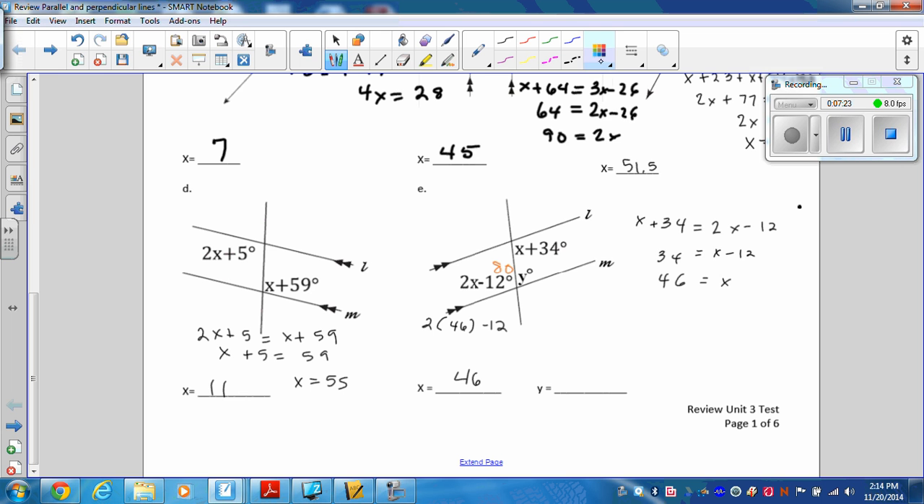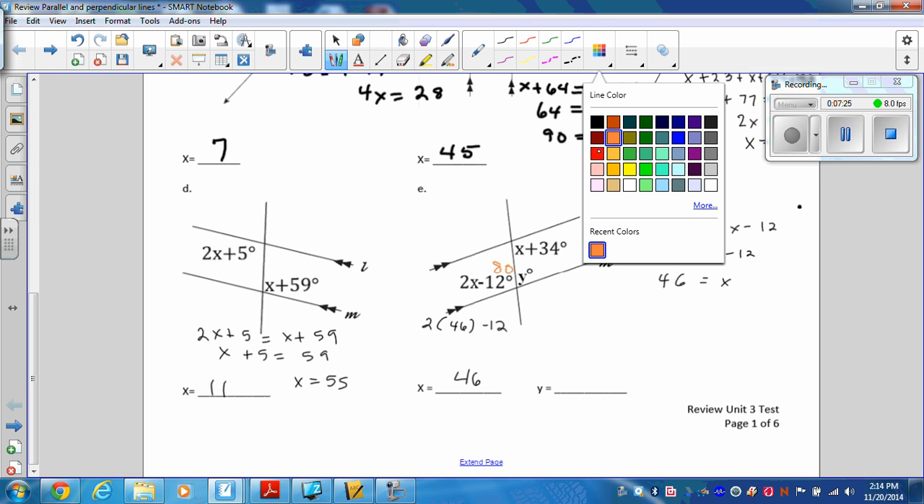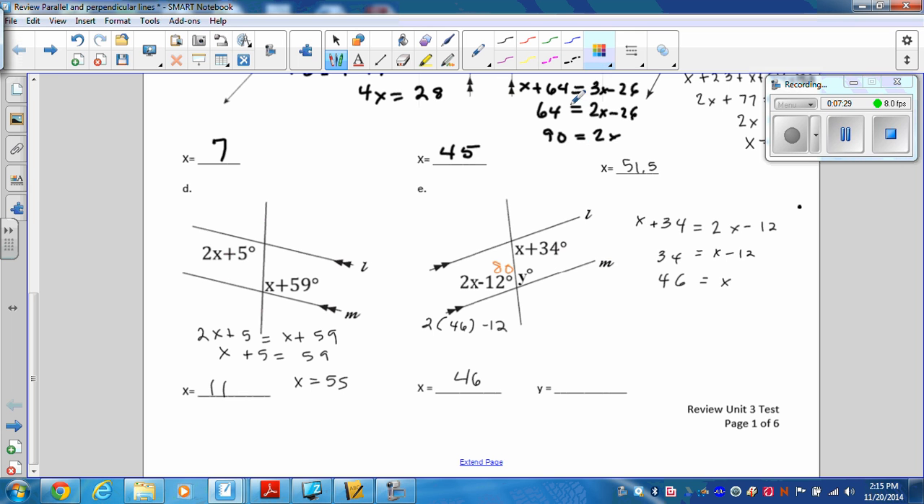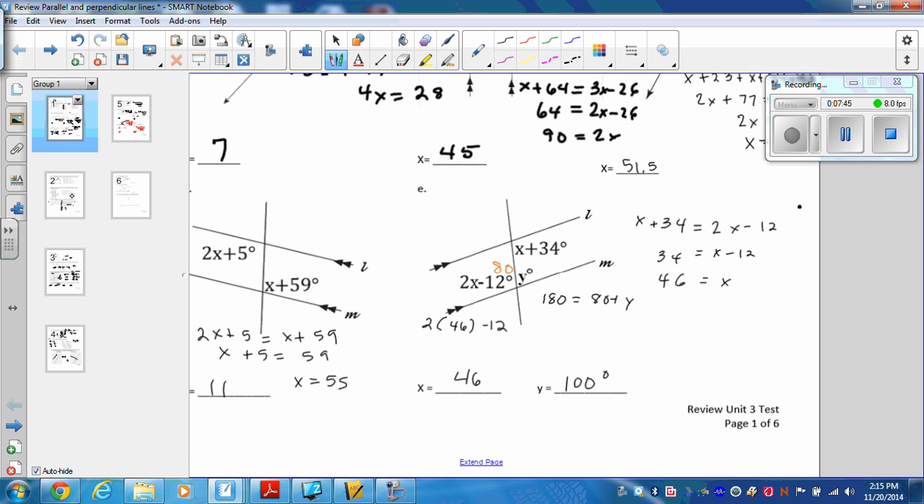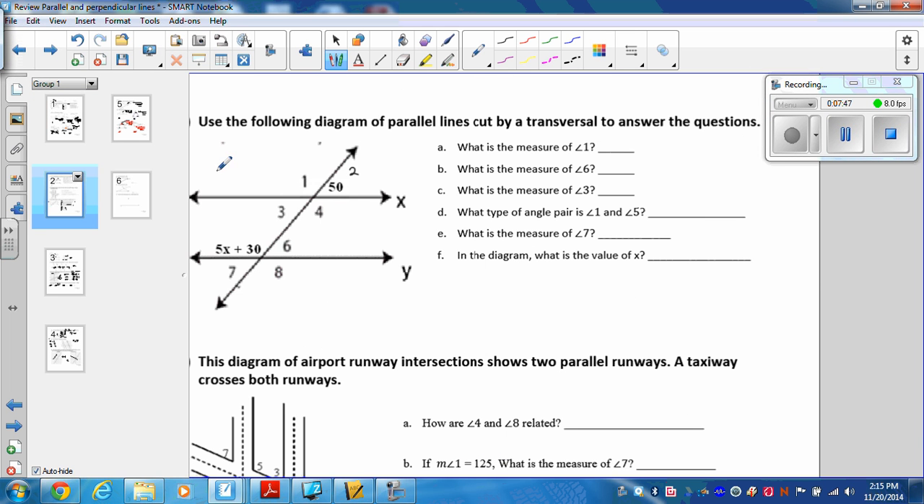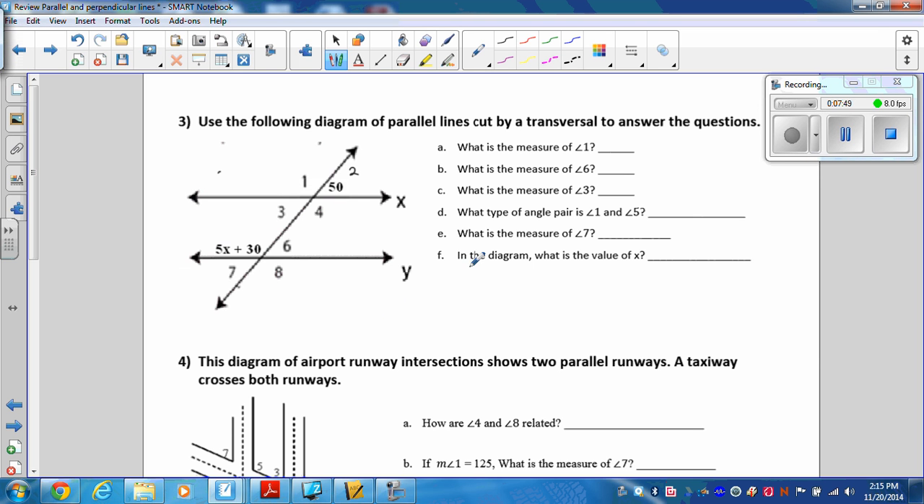So that's kind of important now, because once we found out that that was 80 degrees, now we can find y, because 180 is equal to 80 plus y. So you can see that y has to be 100 degrees. Okay, on to the next page.